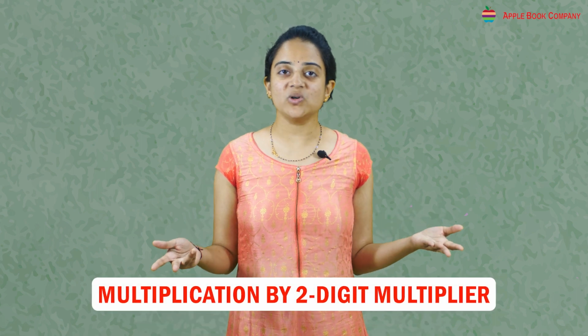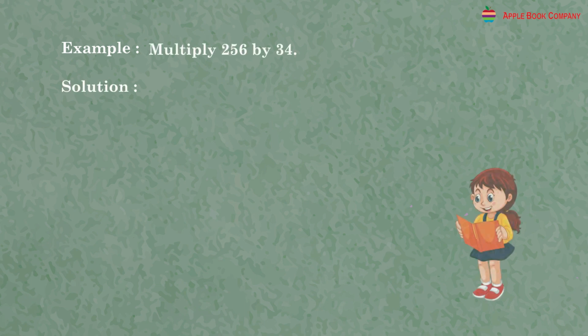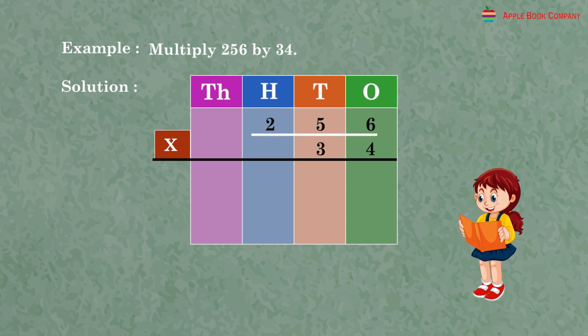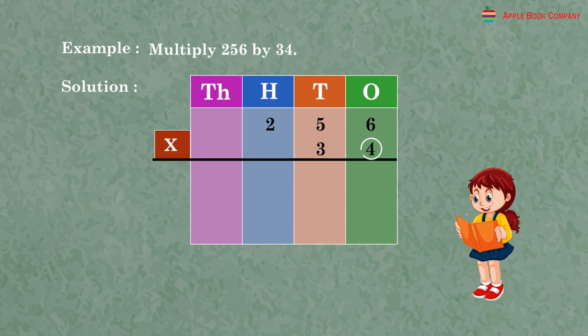Multiplication by a 2-digit multiplier. Example: multiply 256 by 34. Solution: we first write the number vertically. Step 1. Multiply the multiplicand by the digit of ones place. We multiply 256 by 4 ones is equal to 1024 ones.